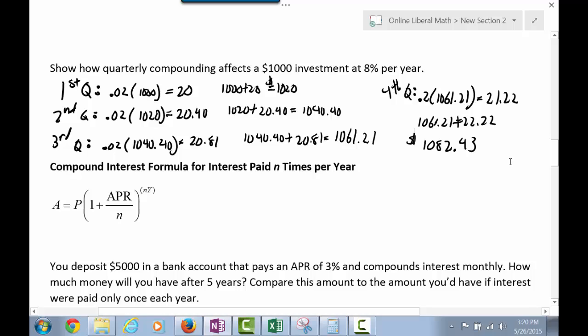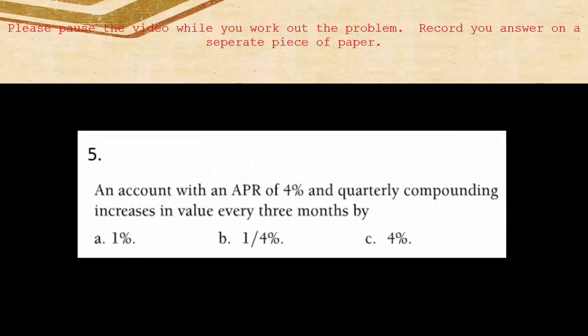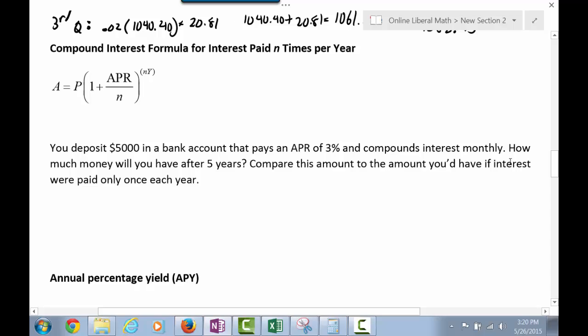Okay, well, there's got to be an easier way to do that than to literally go in there and multiply it by each time. And there is, and that brings up that formula that they are showing there. So A stands for the balance at a given time. P stands for the starting amount or the principal. APR still stands for the annualized percentage rate.